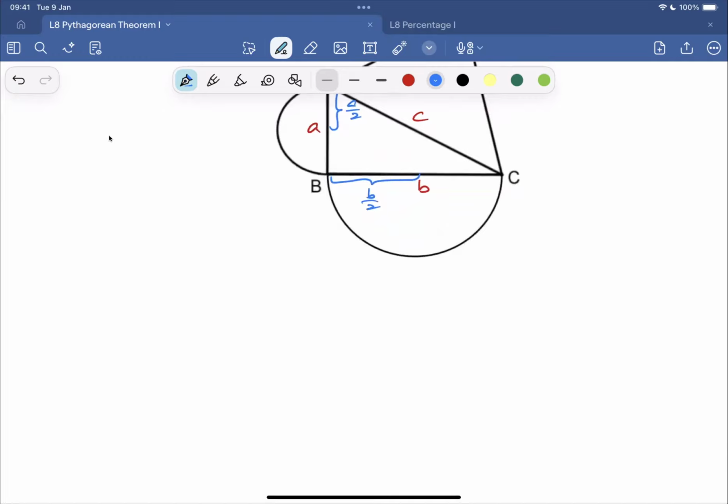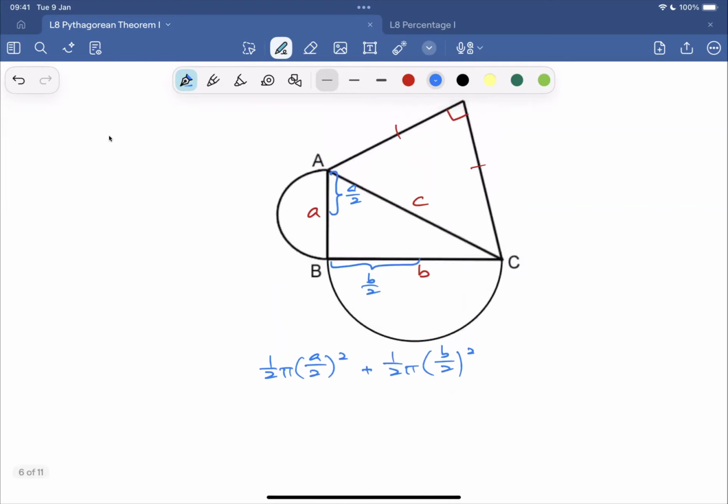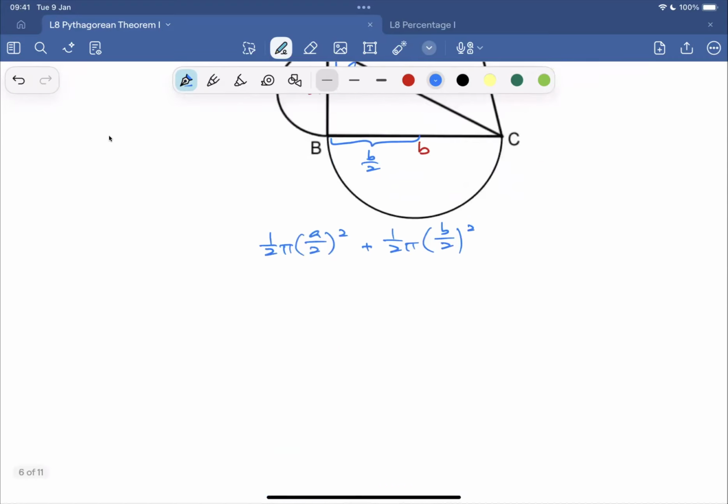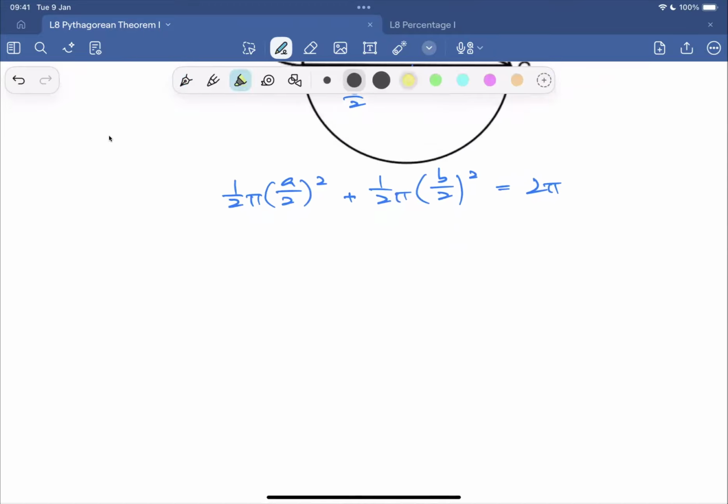So let's write down the formula to find the area of a semicircle. Half pi radius square. Then half pi radius square. Does it make sense? Yes. And what did the question say? You add them together, what's the area? 2 pi cm square. Correct. 2 pi. So, do you notice that there are some things that keep on repeating? Yes. So, what can I do?